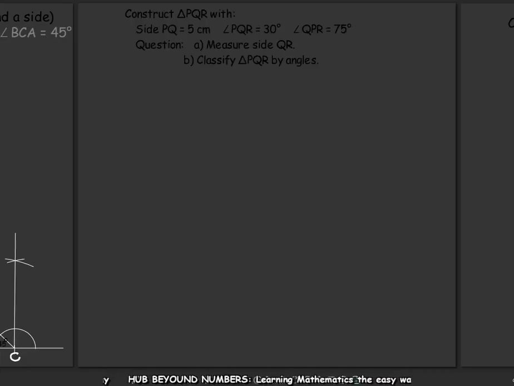Now in this question here, it says you have to construct triangle PQR with PQ being 5 centimeters and then the angle at Q 30 and that on R being 75. So let's quickly go into it. So first of all, we need a straight line as always. So this is my straight line over here.